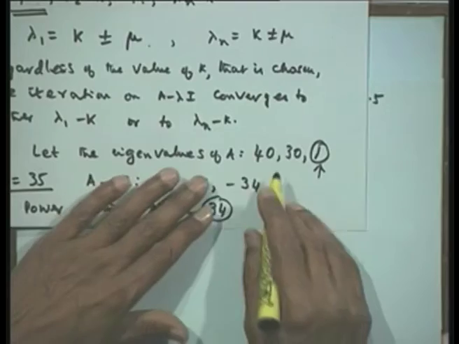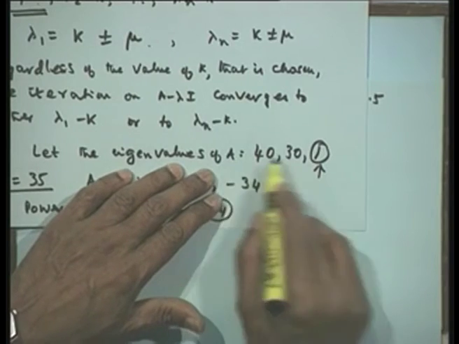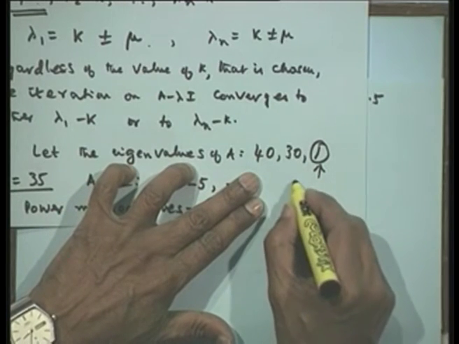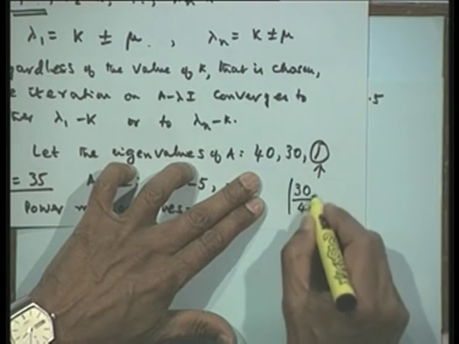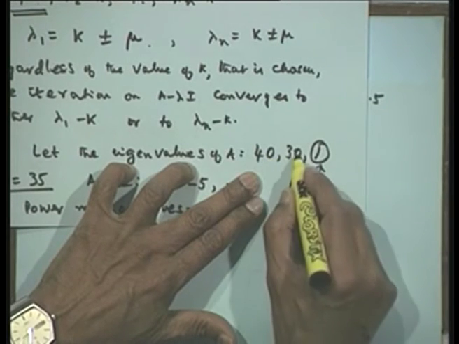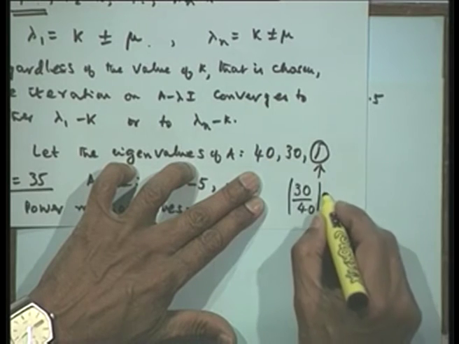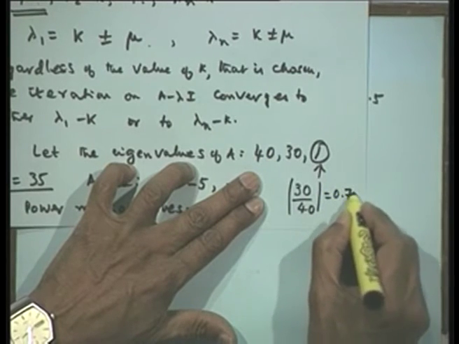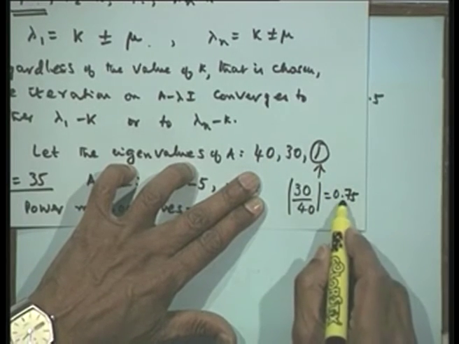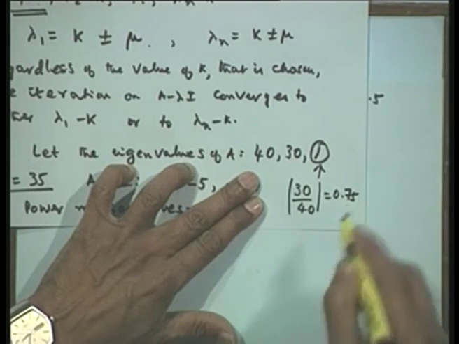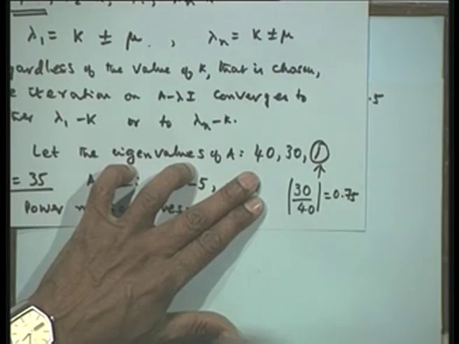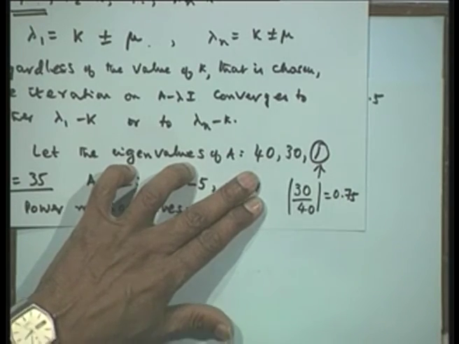leading eigenvalue. Now, if I take this example and apply the iteration method on this, the ratio of the next eigenvalue to the leading one is 30 by 40, that is lambda 2 by lambda 1, which is 3 by 4, that is 0.75. Therefore, this is the number by which the leading one is going to reduce as we go through the iteration, that is 0.75 squared, 0.75 cubed, and so on. That is how the reduction is going to come.